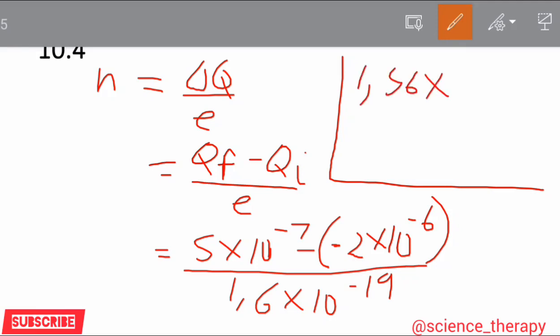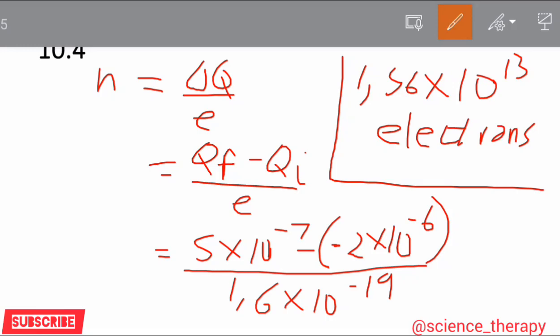Now if you punch all that in your calculator, you have 1.56 times 10 to the power of 13. And then remember, you need to say electrons.